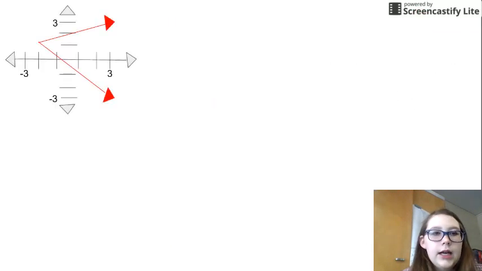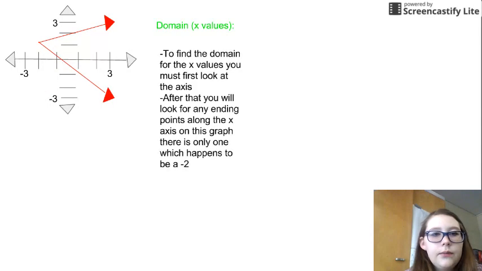For this line, we are going to be finding the x and y values. First, you must look at the x-axis. After that, you will look at any ending points along the x-axis on this graph. There is only one, which happens to be -2.